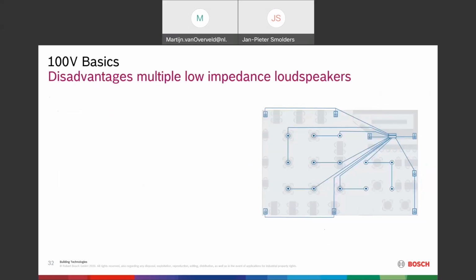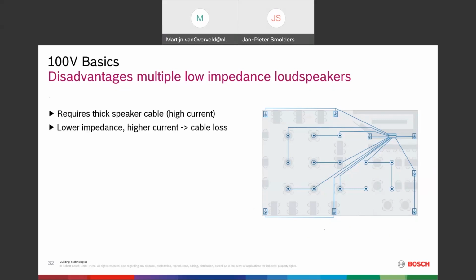So, the disadvantages of low impedance loudspeakers. You need thick loudspeaker cables because the currents can become quite high because of the low impedance of the loudspeakers. So the lower the impedance you have, the higher the current. You also have to take into account that you will have cable losses. With long cables, you will have a lot of loss, and your cable losses will increase.